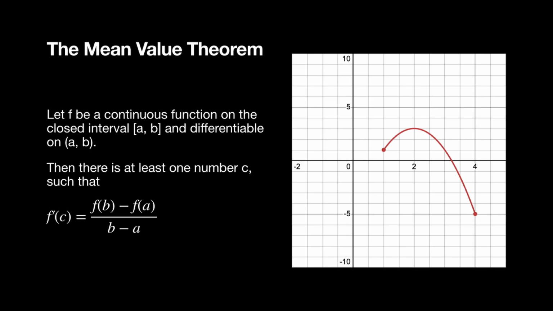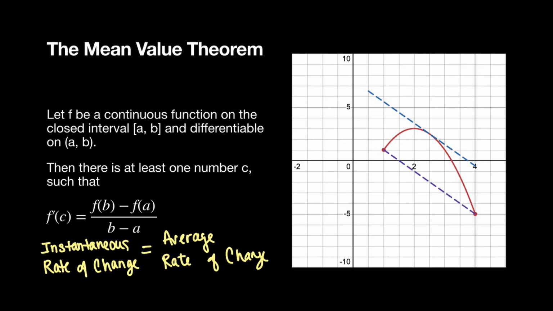Now, the mean value theorem is actually a tilted version of Rolle's theorem. The mean value theorem says let f be a continuous function on a closed interval that's differentiable between those endpoints. So we have a continuous and differentiable function with two endpoints. The difference here is the y values don't have to be the same for the mean value theorem. The mean value theorem says there has to be at least one number c where the derivative is equal to f of b minus f of a divided by b minus a.